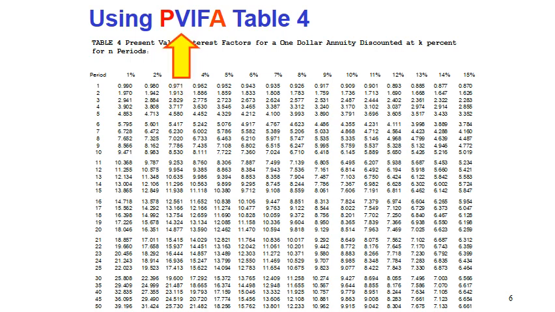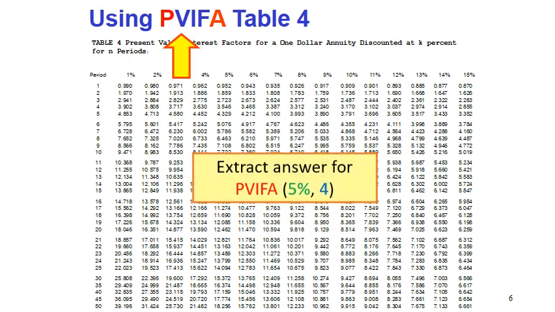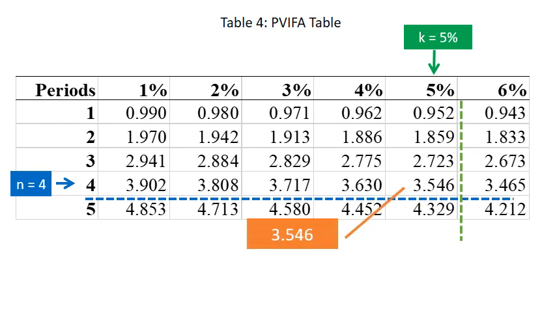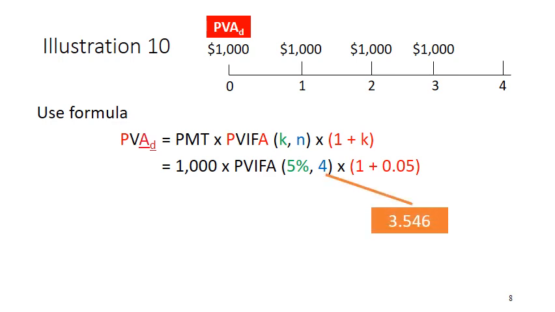Please make sure that you have the correct table. Next, we extract the answer. We are given k and n. The intersection is the answer we're looking for. Substitute the table answer into the formula, into the working. And we find the total answer is 3723.3.